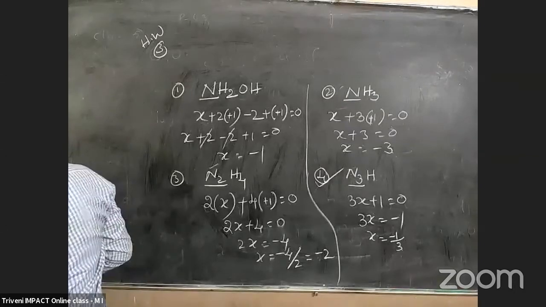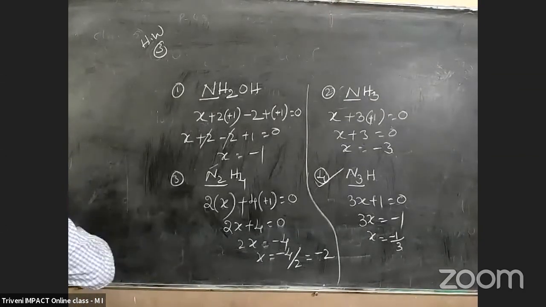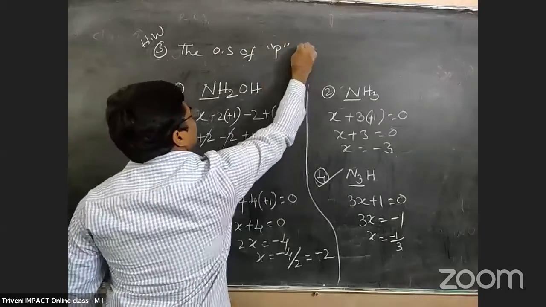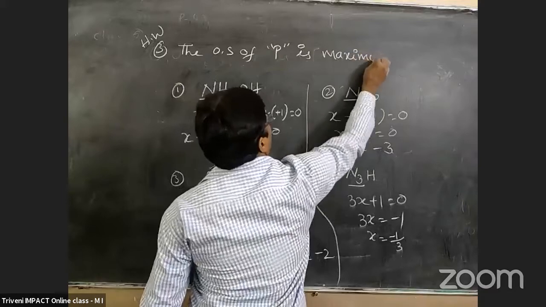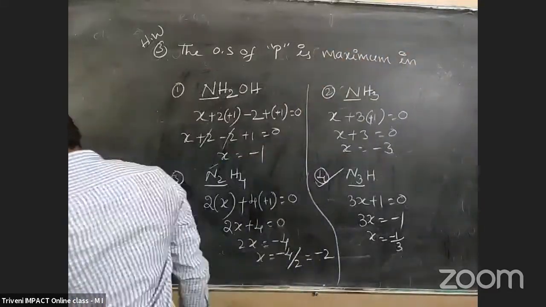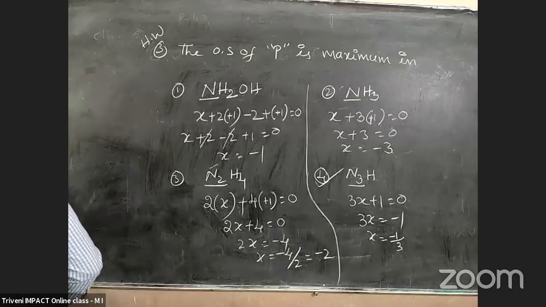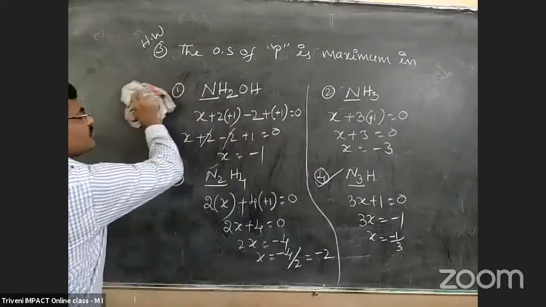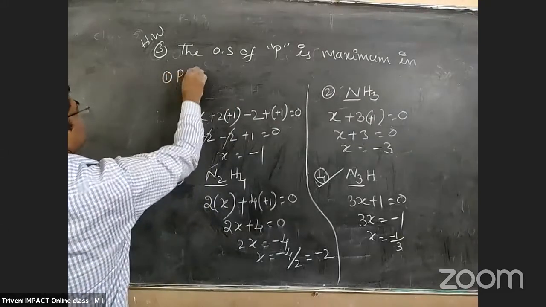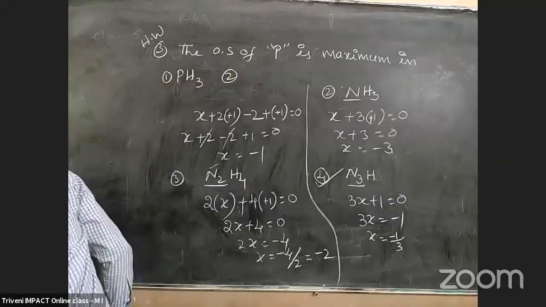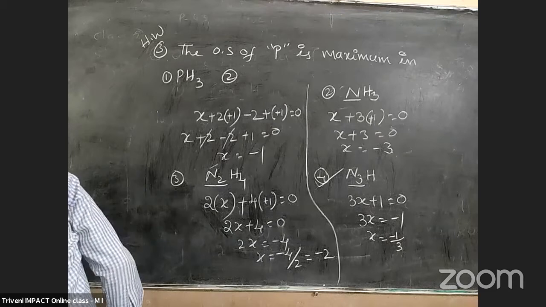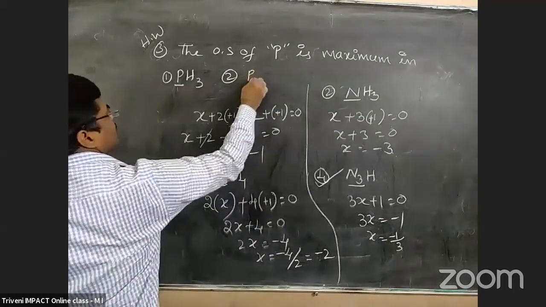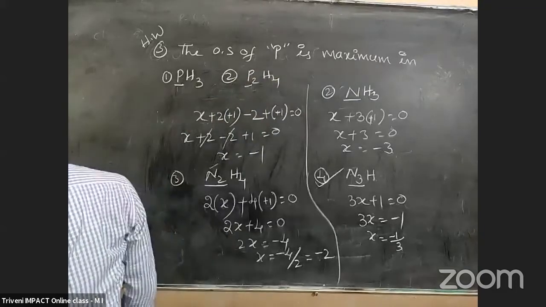The third question is: the oxidation state of phosphorus is maximum in. The oxidation state of P, phosphorus, is maximum in which option? The first option is PH3. Did you complete this one? PH3 means phosphine. We should calculate the oxidation state in the first option. The second one is diphosphine, P2H4. In P2H4 we should calculate the oxidation state of P.